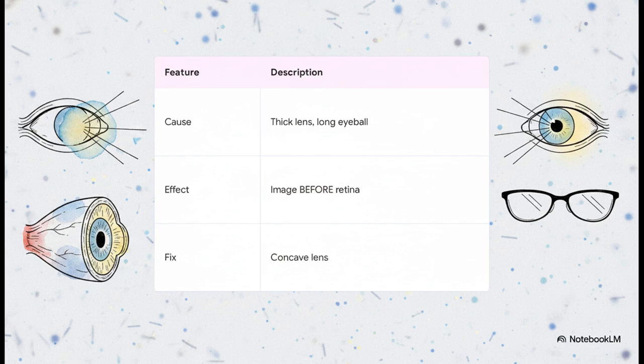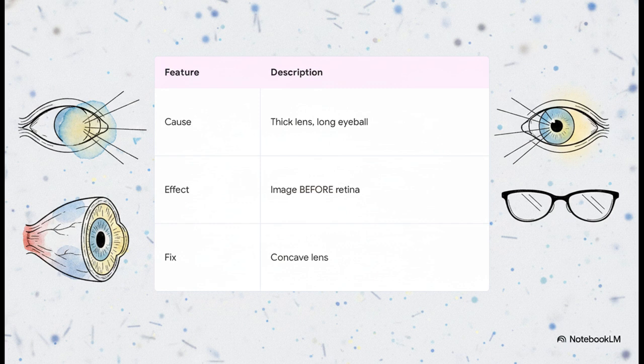The effect of this is that because the lens is too powerful, it bends the incoming light rays far too aggressively. Instead of landing perfectly on the retina at the back of the eye, the light rays converge and form the image too early, right in the fluid before the retina. By the time the light actually reaches the screen at the back, it's scattered and blurry.